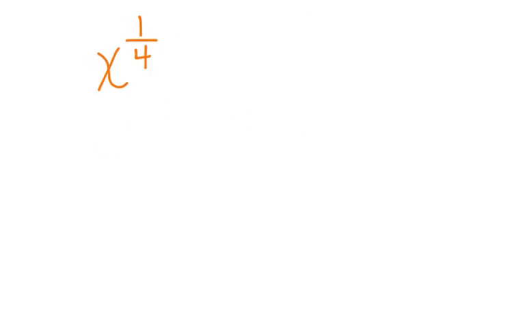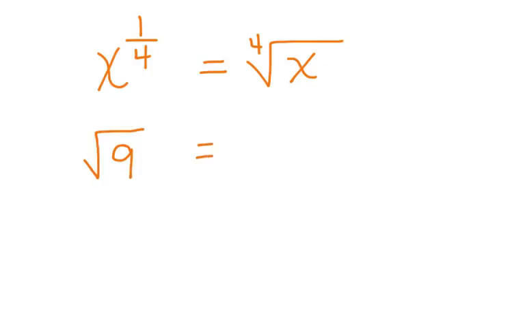Can you go the other way around? How can we write this one without the fractional exponent? We can say that this can be written just like this. Here's another one. Can you write the square root of 9 without the root? We can say that the square root of 9 can become 9 to the 1/2 power.